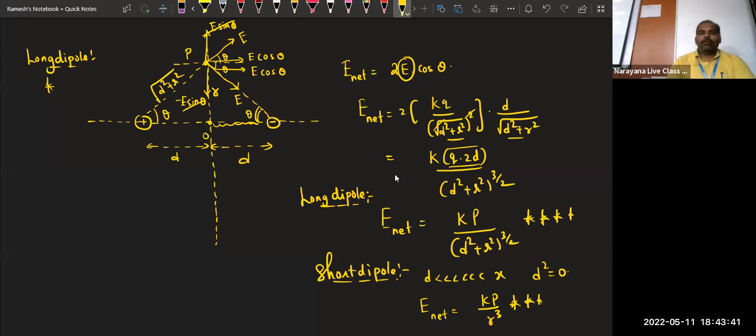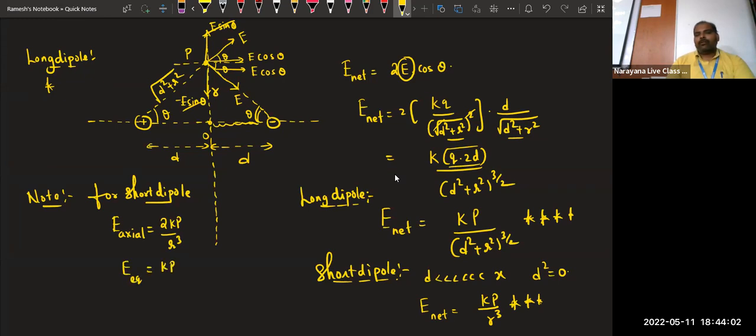One very important note. For a short dipole, what is the axial electric field? 2 into Kp by r cube. And what is the equatorial electric field? Kp by r cube. If you divide them, Kp by r cube cancels out. So the axial electric field is equal to 2 times the electric field due to the equatorial line.